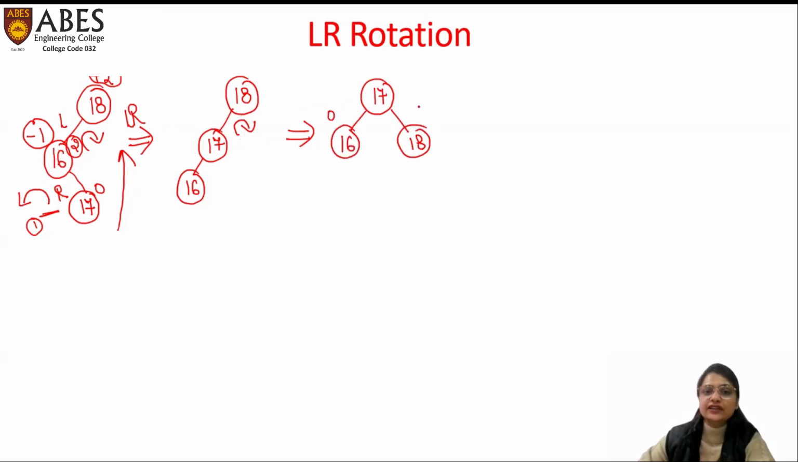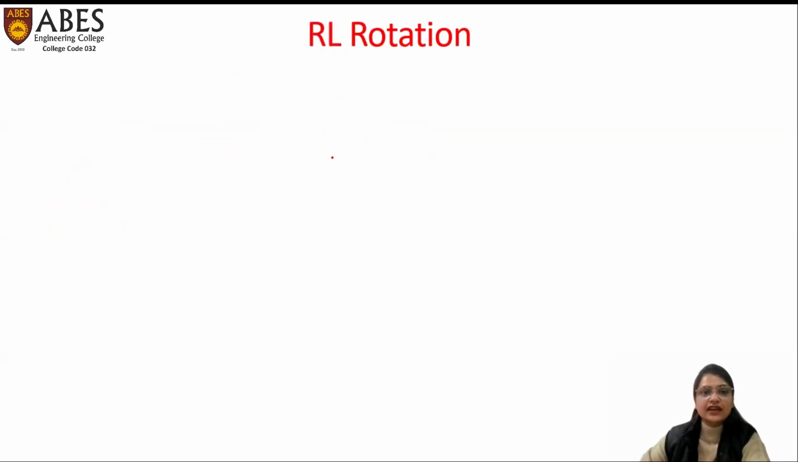Then again, I'll calculate the balance factor of each node. Then we can see that the tree has been balanced now. So this type of rotation is known as LR rotation, which is left-right rotation. Okay, now let us consider the next example.